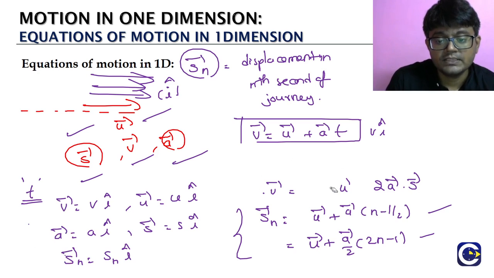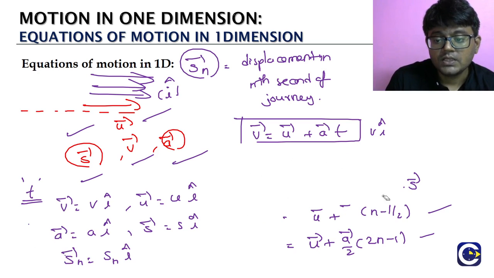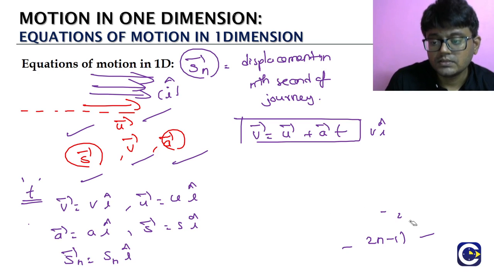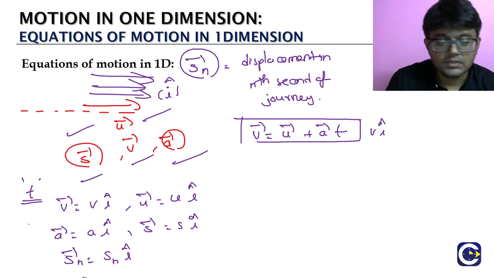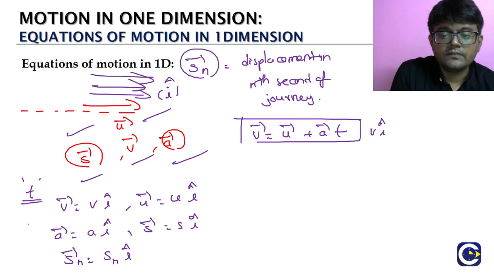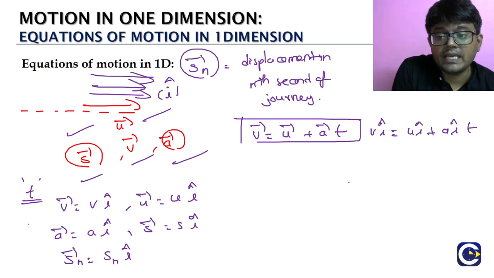Now what is it that we are saying? We are saying that the first equation will be modified as what? V bar can be written as V into I cap, equal to, on the right side, U into I cap plus A into I cap into T. So now look at V into I cap equal to what? We'll just take the I cap common out: U plus AT into I cap.